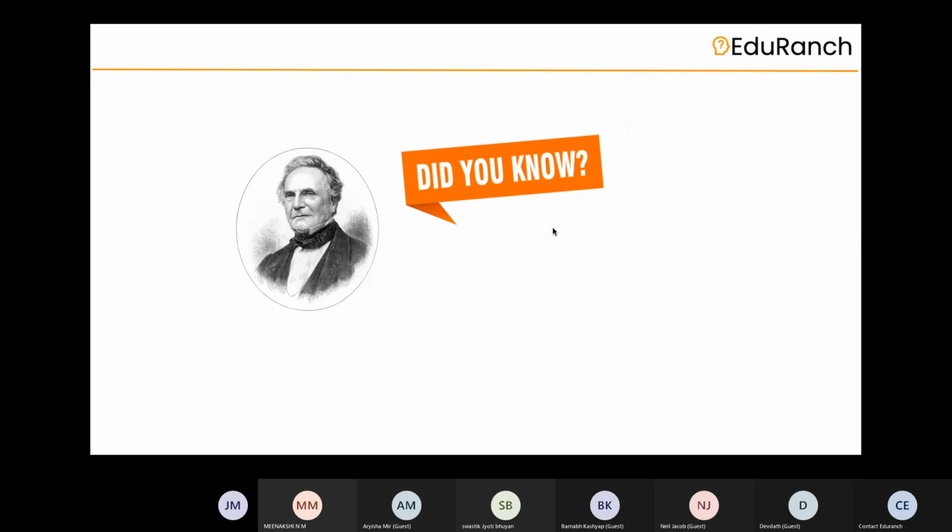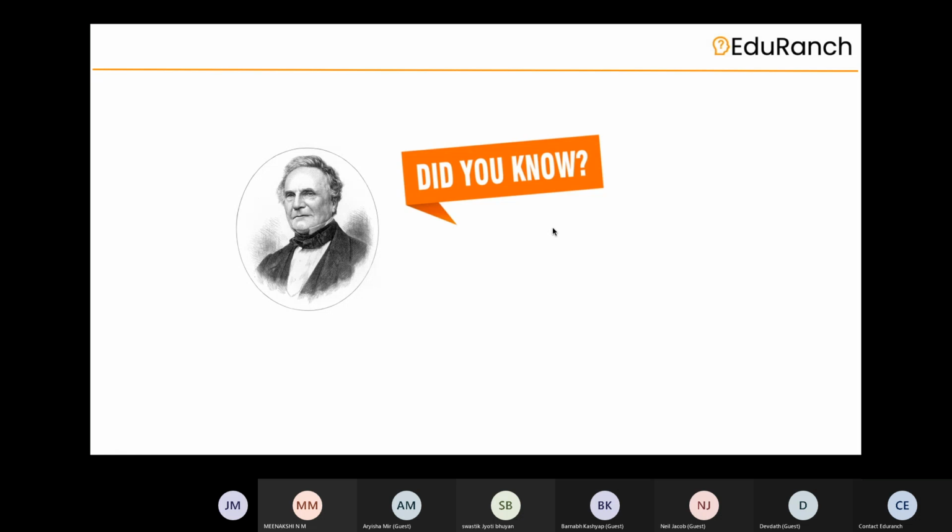So here is a photo of Charles Babbage. Do you know what he is known for? Any guesses? Sir, Charles Babbage invented the computer. Okay, that's good. He actually invented the most complex machine, what we call the Difference Engine or the Analytical Engine, which we call the early complex computer, right?